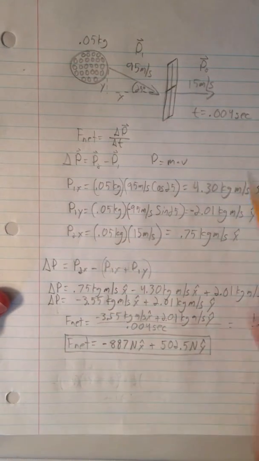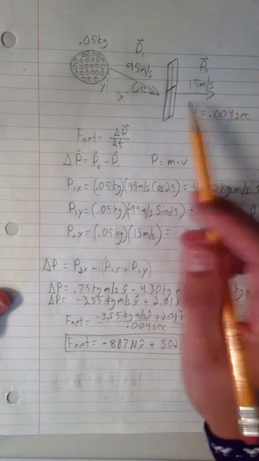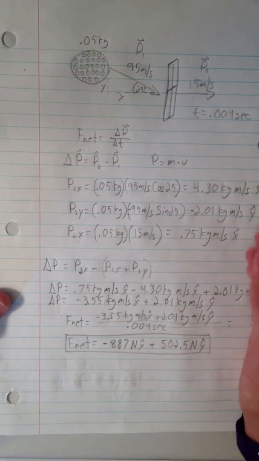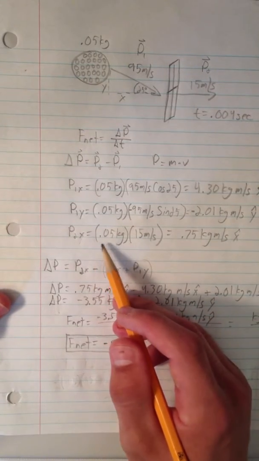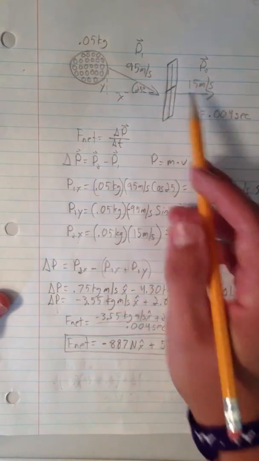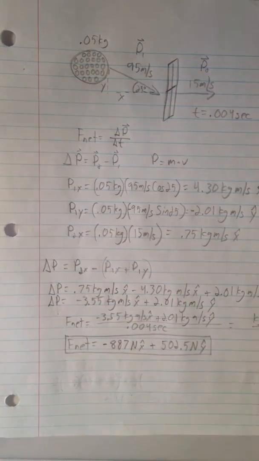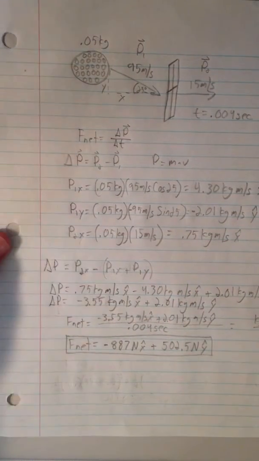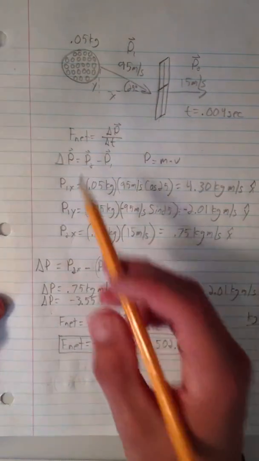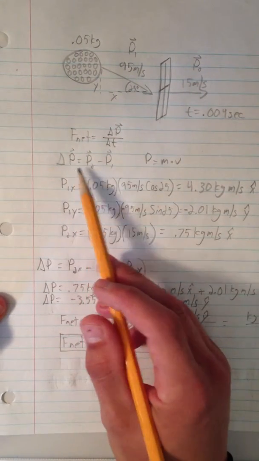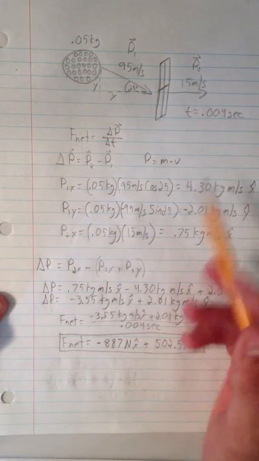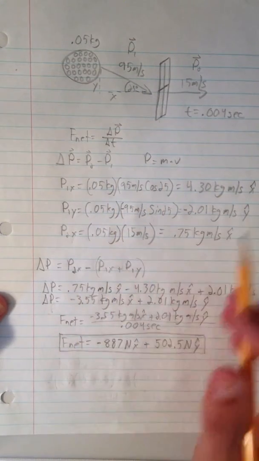Now, let's deal with P2. I know that there's no y component, there's only an x component, so I know that the mass, which is 0.05 kilograms times this velocity, 15 meters per second, equals 0.75 kilogram meters per second x hat. Now, I know from here that the change in momentum is the final momentum minus the initial. So I have all this information that I need.